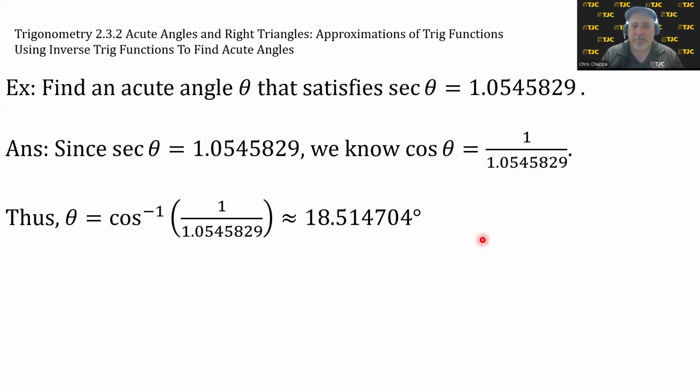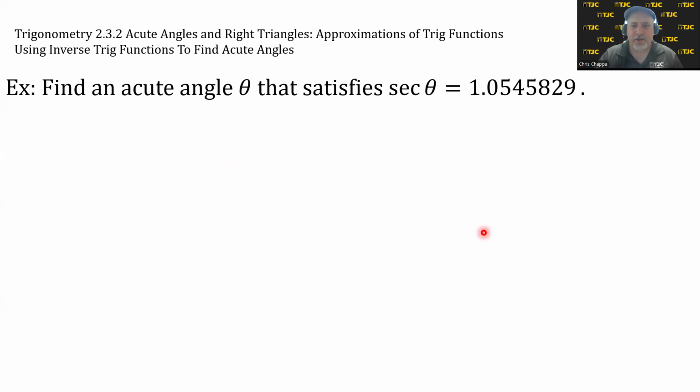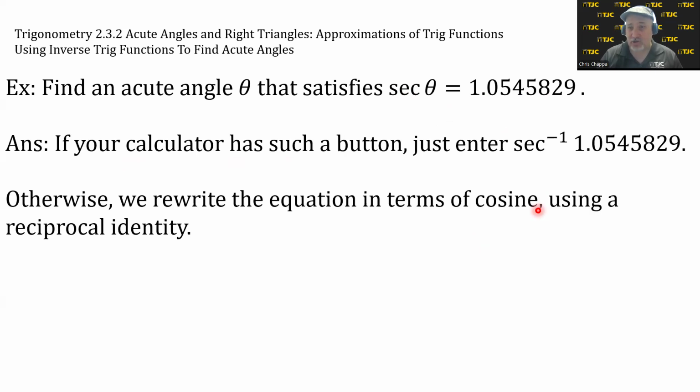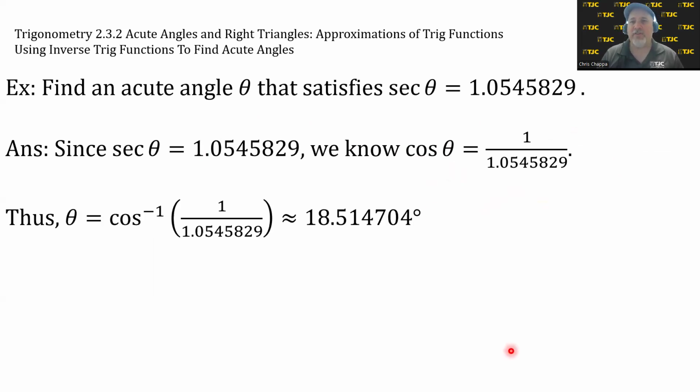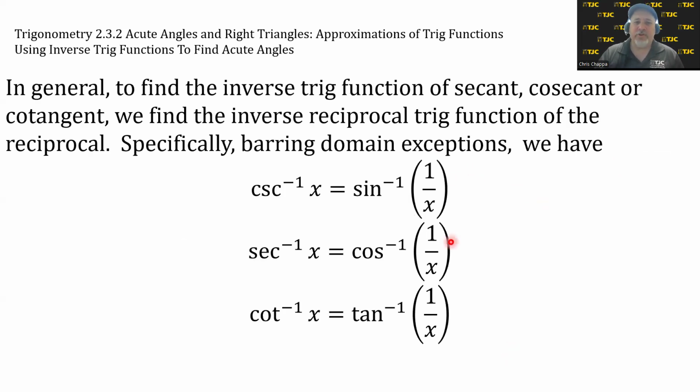So just to review really quickly, if you are trying to find an acute angle of secant, cosecant, or cotangent that equals a given value, and your calculator can't do inverse trig functions of secant, cosecant, or cotangent, then you would rewrite the original equation in terms of cosine, sine, or tangent, and then use one of those inverse trig functions to produce the value. In general, to find cosecant inverse of x, you find sine inverse of 1 over x. Secant inverse of x is cosine inverse of 1 over x. Cotangent inverse of x is tangent inverse of 1 over x, assuming x belongs to the correct domains.